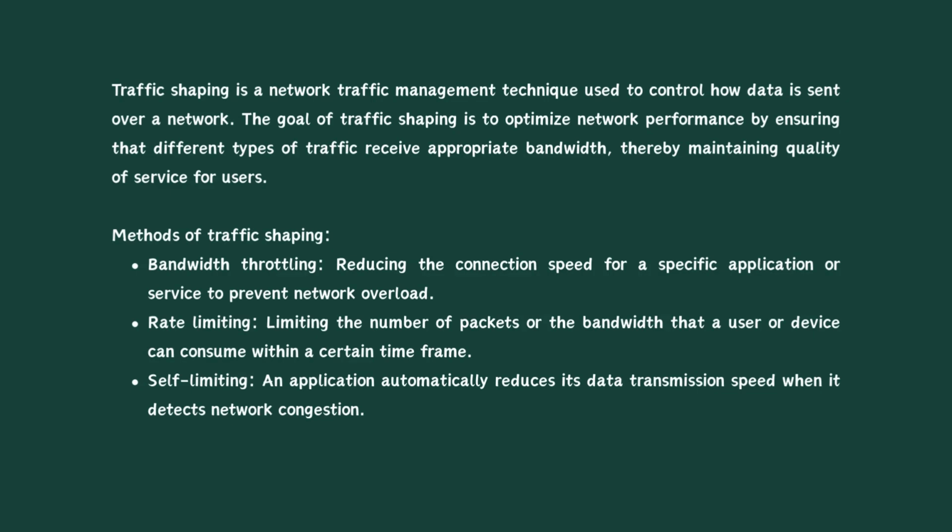Methods of traffic shaping: bandwidth throttling, reducing the connection speed for a specific application or service to prevent network overload. Rate limiting, limiting the number of packets or the bandwidth that a user or device can consume within a certain time frame. Self-limiting, an application automatically reduces its data transmission speed when it detects network congestion.